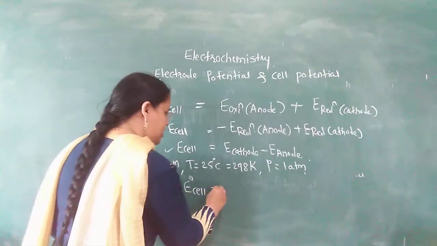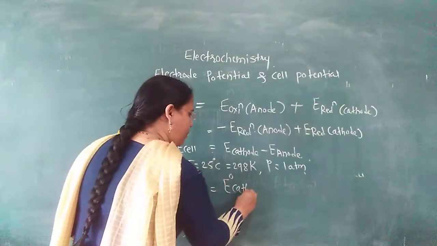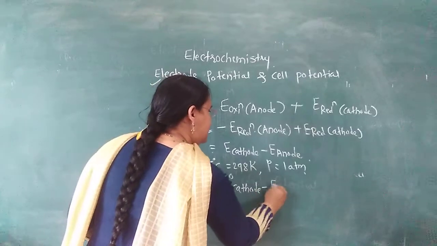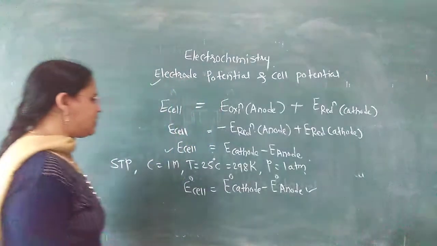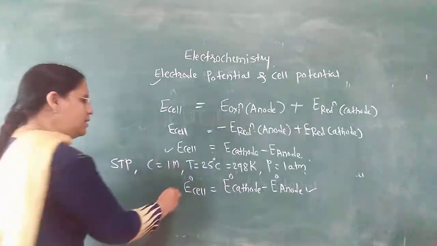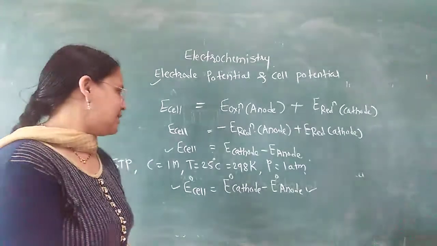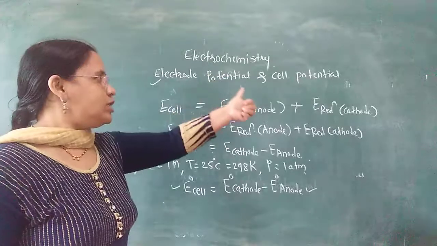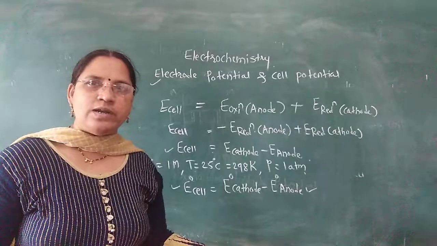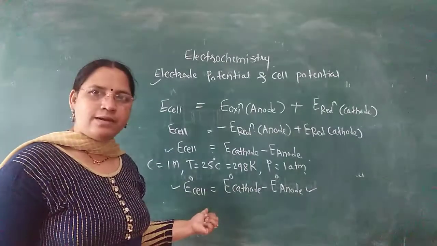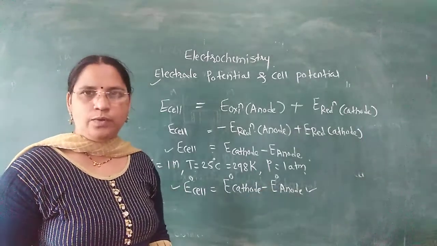Standard cell potential is equal to the standard reduction potential of the cathode minus the standard reduction potential of the anode. By using this formula, we are able to find the standard cell potential. So this is the concept related to the galvanic cell: E cell, electrode potential, cell potential, standard electrode potential, and standard cell potential. How to find E0 cell, the standard cell potential, from E0 cathode minus E0 anode. Is it clear?